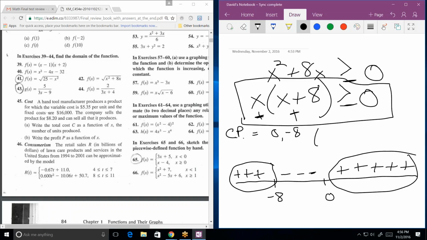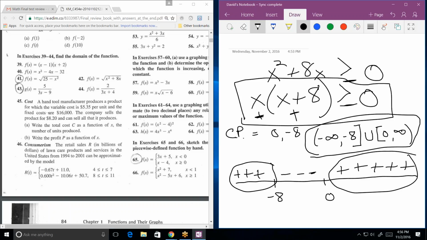In other words, just like this: negative infinity to negative 8 with a bracket, because it's greater than or equal, in combination with, again, 0 to infinity. So this would be the way. Once you have intervals as your answers, then you're almost forced to use interval notation. It becomes very difficult to represent the answer without interval notation.